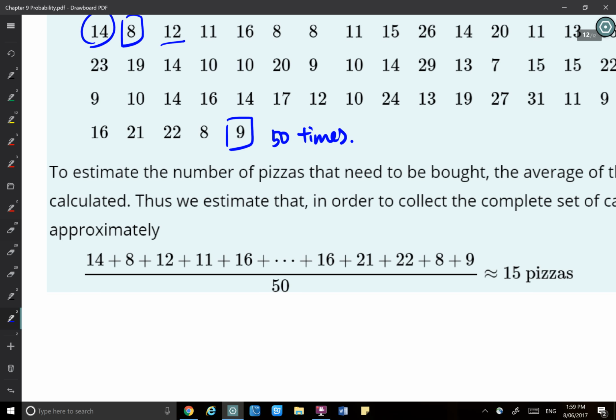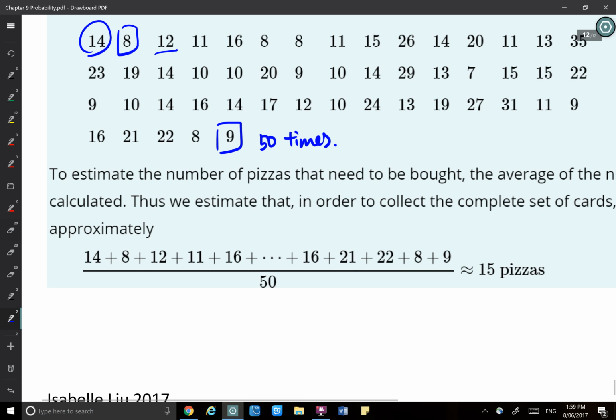And I want to know the number of pizzas I need to buy on average. I just add all of these 50 numbers and divide that by 50. And I get approximately 15 pizzas I need to buy to get all of these 6 cards.